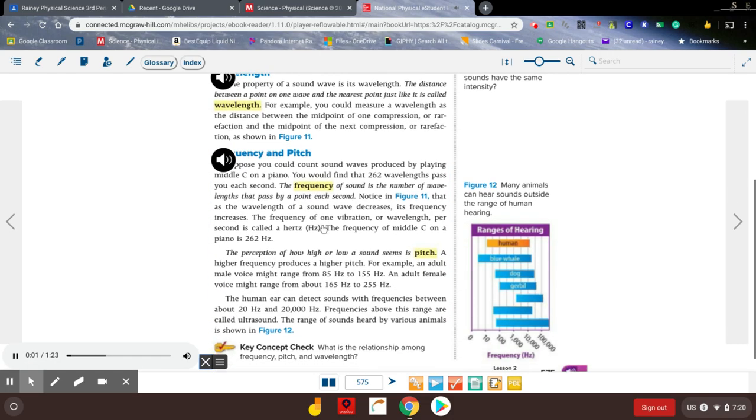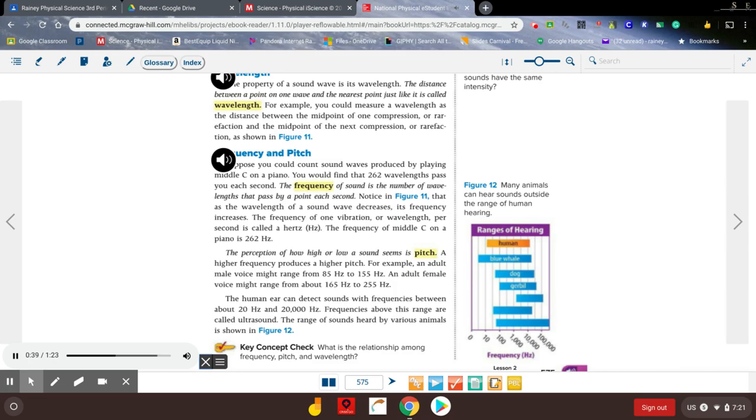Frequency and pitch. Suppose you could count sound waves produced by playing middle C on a piano. You would find that 262 wavelengths pass you each second. The frequency of sound is the number of wavelengths that pass by a point each second. Notice in Figure 11 that as the wavelength of a sound wave decreases, its frequency increases. The frequency of one vibration, or wavelength, per second is called a hertz, Hz. The frequency of middle C on a piano is 262 hertz.